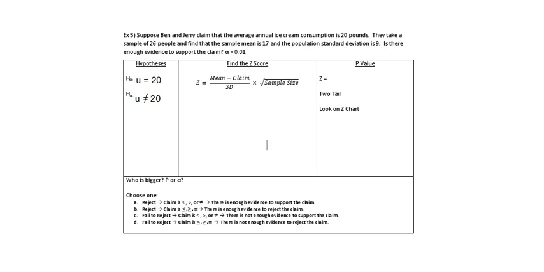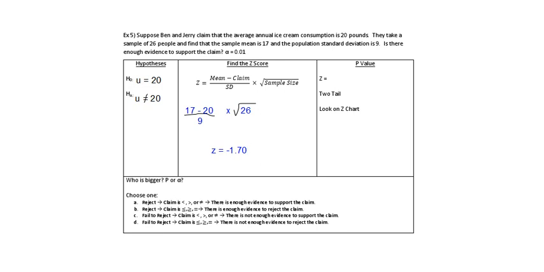Let's find the z-score first. All right. So our mean is 17 minus the claim, 20. We're going to divide by the standard deviation, which is 9. And then we're going to multiply that by the square root of 26. So let me put in the fraction. Let me put in the square root. And for that, our z-score is equal to negative 1.70.